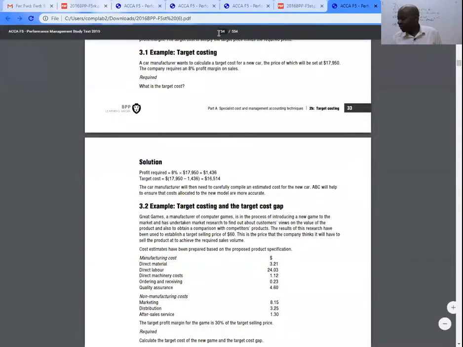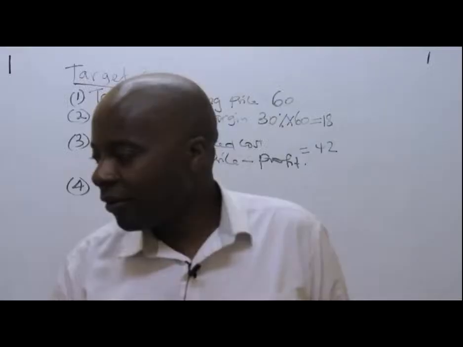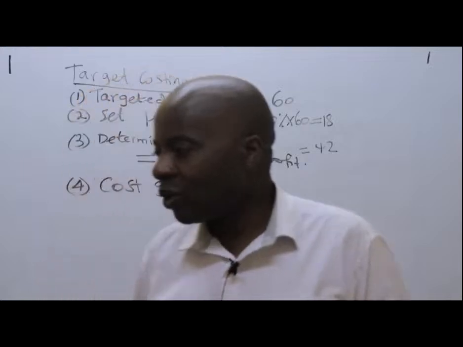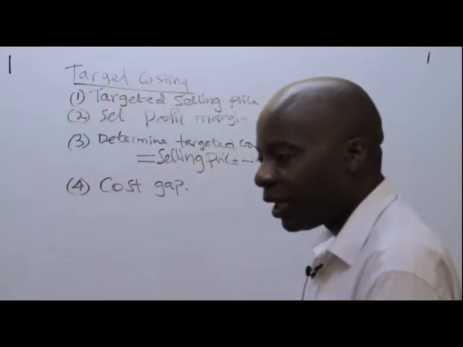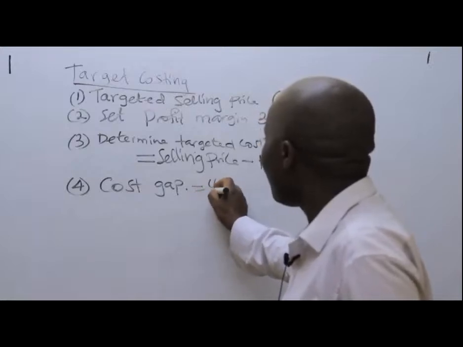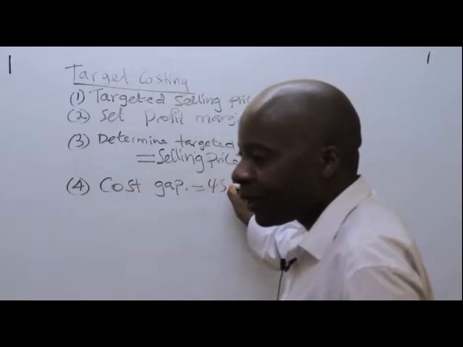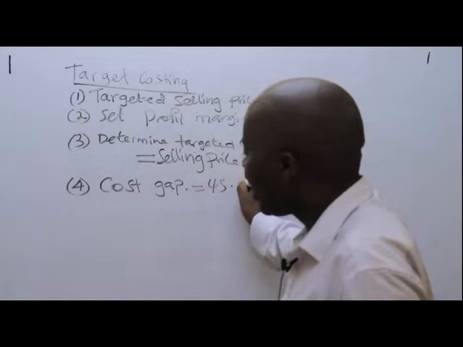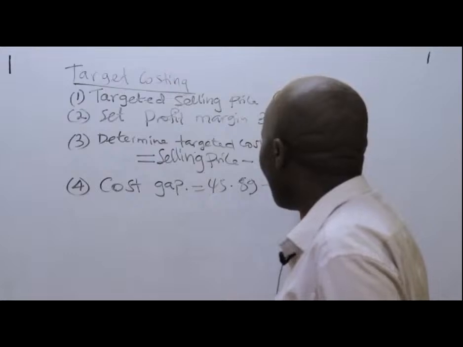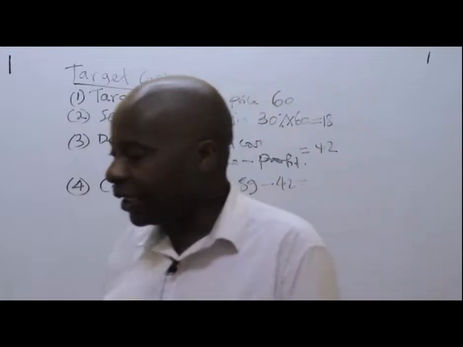So from the answers that I'm able to get from my chart here, most of them, Catelo, we have Josam, we have Okocha, they're giving me 45 point what here. So we have here 45.89. The gap will be 45.89 minus 42.